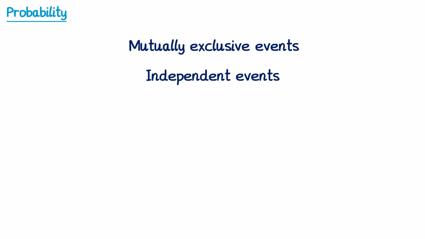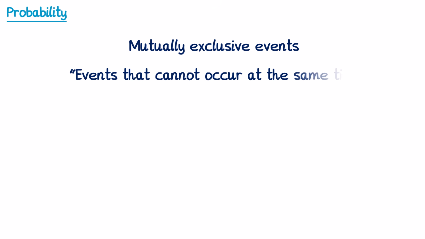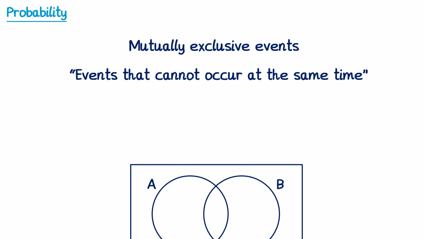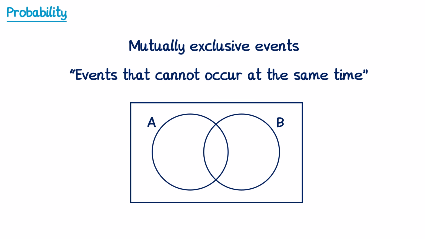The two main ideas at AS level for probability are mutually exclusive events and independent events. We'll start with mutually exclusive events. These are events that cannot occur at the same time. What this means is if we had two events A and B, which we knew were mutually exclusive, if we drew a Venn diagram of their probabilities, then this overlapping section here in the middle, which is the probability of A and B, must be equal to 0, since these two events cannot occur at the same time.